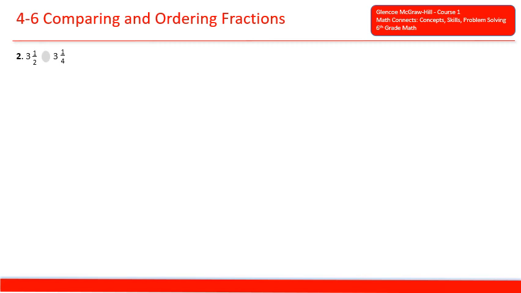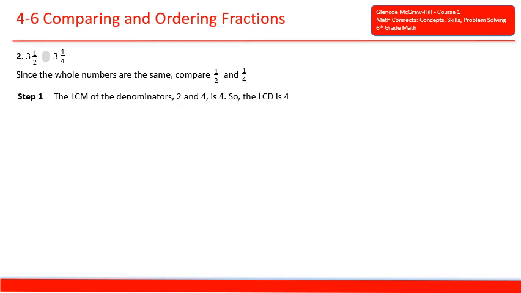So which one is bigger, 3.5 or 3 1/4? Since the whole numbers are the same, compare 1/2 and 1/4. Step 1, the least common multiple of the denominators, 2 and 4, is 4. So the LCD is 4.